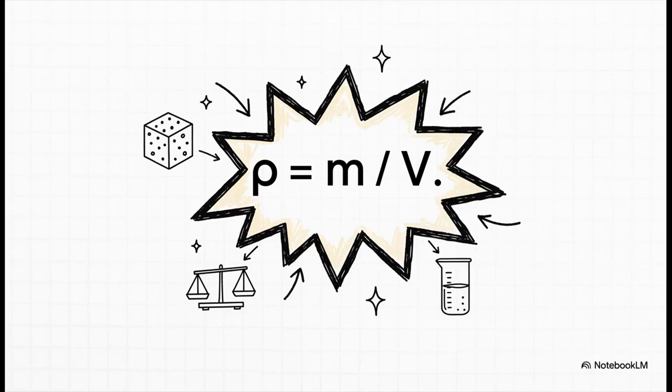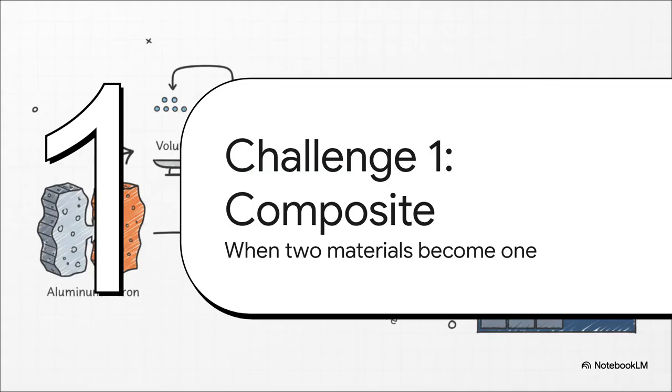And here it is, the magic formula you absolutely need to know. Rho equals mass over volume. That little Greek letter, rho, stands for density, m is for mass, and v is for volume. I promise you, every single calculation we do today is going to come right back to this simple but powerful equation. All right, recap over. Let's get to our first challenge.